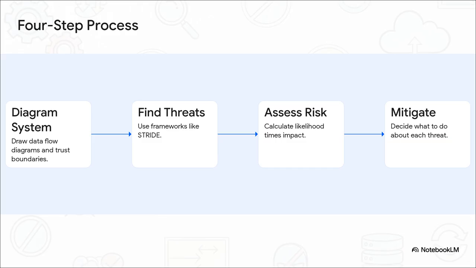But here is the absolute most crucial part, drawing trust boundaries. You have to explicitly mark where data crosses from a trusted zone into an untrusted one. Why? Because every single arrow crossing that line is a potential attack path waiting to happen. From there, steps 2, 3, and 4 are identifying the threats, assessing their risk, and mitigating them.